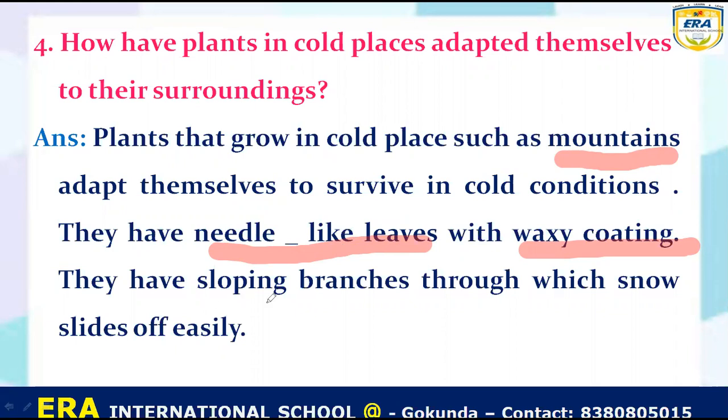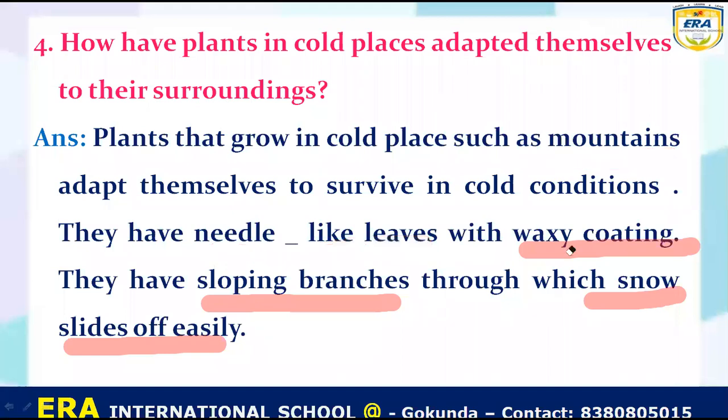And second point is that they have sloping branches. These sloping branches help them to slide off the snow very easily. There is so much snow falling in the cold places. So if the snow falls on those branches, it can slide or fall down easily. So these are the characteristics of plants that grow in cold regions. One, the needle-like leaves, and second, sloping branches that help them to slide or remove the snow easily.